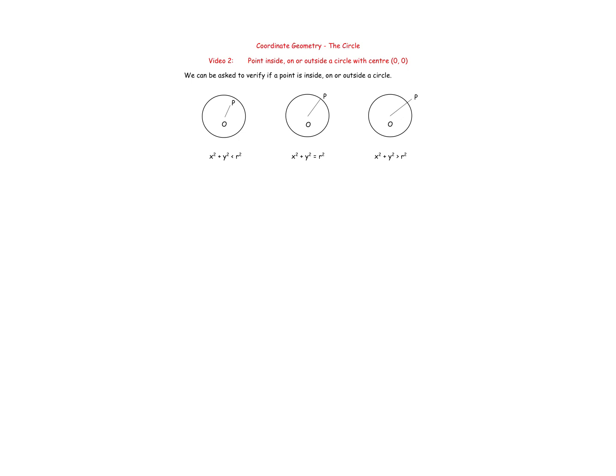This video is the second video in the coordinate geometry of the circle set of videos. In particular, this video is looking at points inside, on, or outside a circle with center (0, 0). What you can be asked to do is verify if a point is inside, on, or outside a circle. And in particular, in this video, we're looking at a circle that has a center of (0, 0).